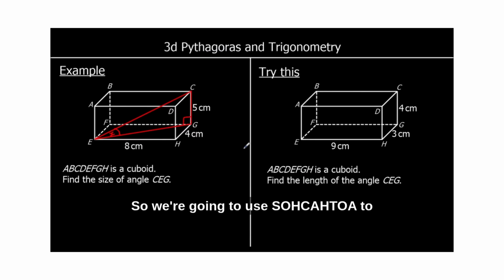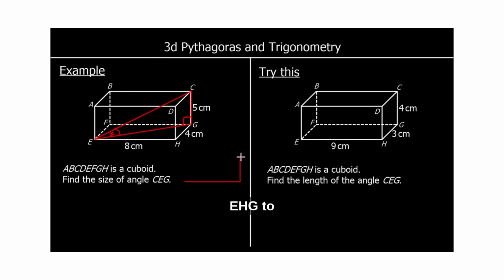So we're going to use SOHCAHTOA to find the size of our angle. We know the length of CG, but we don't know another length. We need to know 2 lengths on a right-angled triangle to find an angle. And we can use the triangle EHG. So we use the right-angled triangle EHG to find the length of EG.